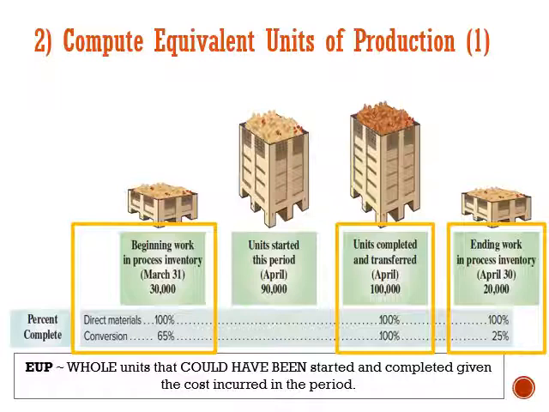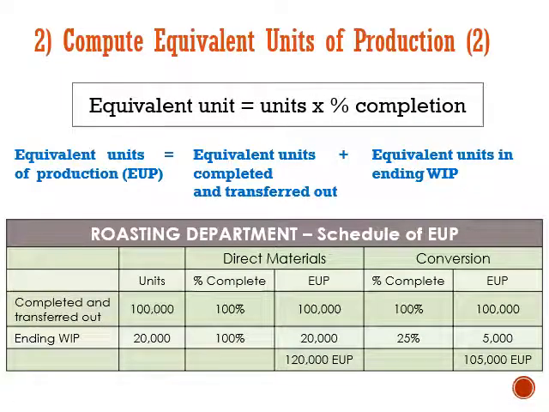We will then separately compute equivalent units of production for direct materials and conversion costs. This is because direct materials and conversion costs typically enter processes at different rates. The formula to compute equivalent units of production, EUP, is by multiplying the units with the percentage of completion. The EUP for both direct materials and conversion costs is given by the equivalent units completed plus equivalent units in ending work in process. So we need to compute the equivalent units of production for both direct materials and conversion separately.